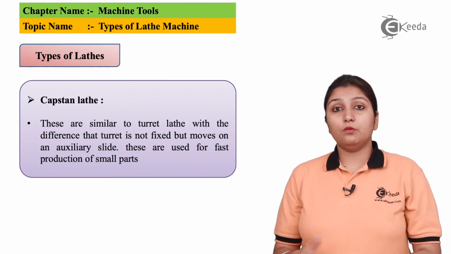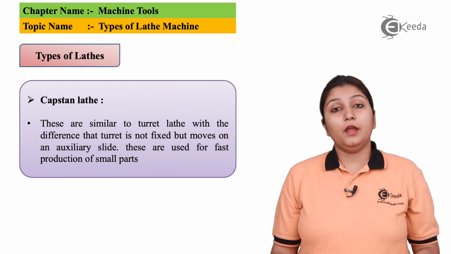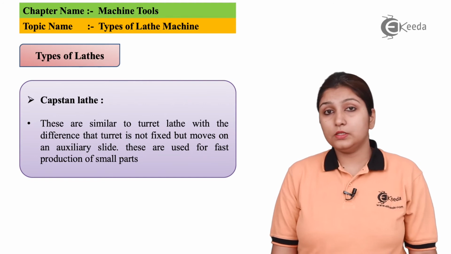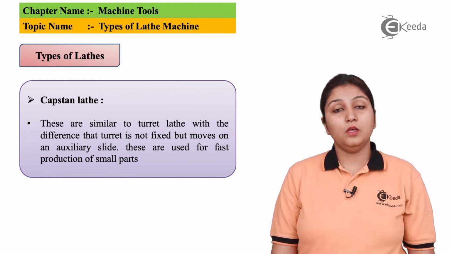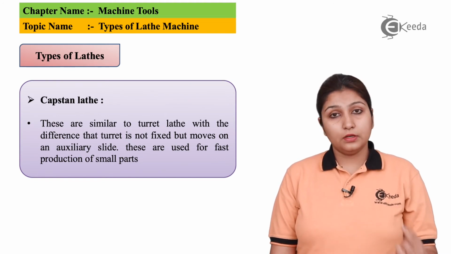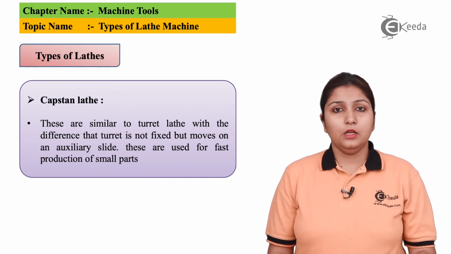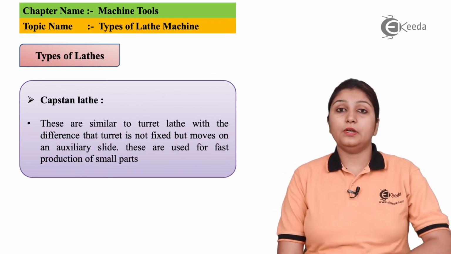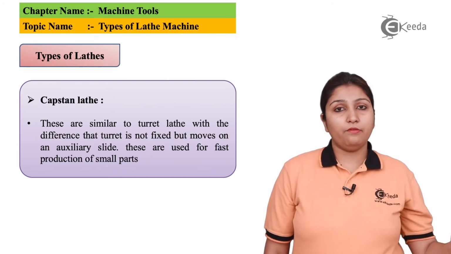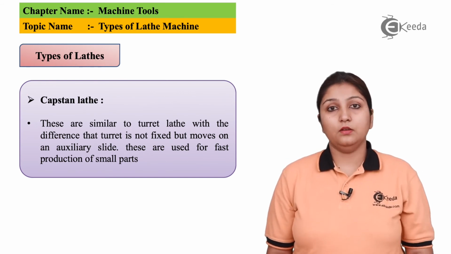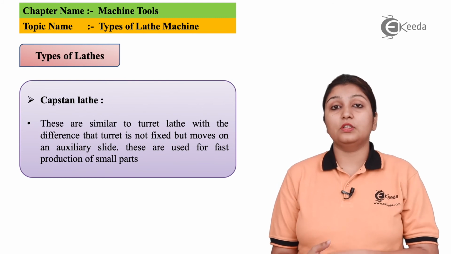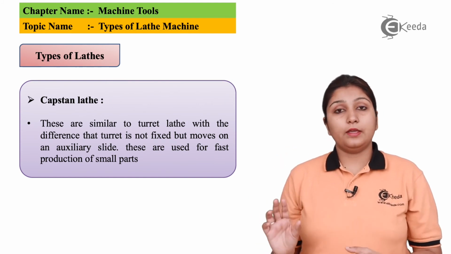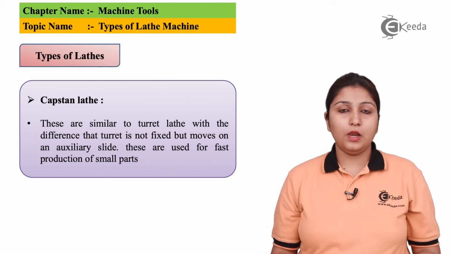And in capstone, what happens is, unlike turret, it is not being kept stationary. It can be easily moved on the auxiliary sides of your workpiece, so it can also change or it can also cut small sides in the workpiece. So this is the beauty of capstone and a turret lathe. You don't have to change the tools again and again. It is just mounted on the tailstock and it can move in the straight direction as well as in the auxiliary directions.